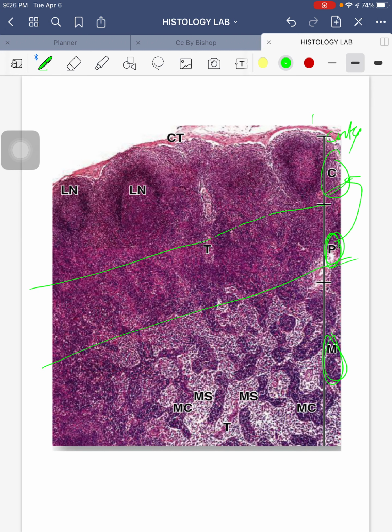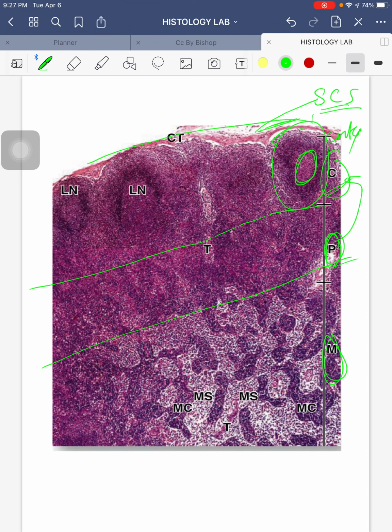So subcapsular, meaning it's below the capsulated areas. Sinus, it's a space. Okay, so this is a subcapsular sinus. Aside from that, the cortex will also hold, again, your lymphatic nodules. The lighter area in your lymphatic nodules is the germinal center. Okay, the darker area is your primary nodules, primary lymphatic nodules. Germinal center is also known as your secondary lymphatic nodules.